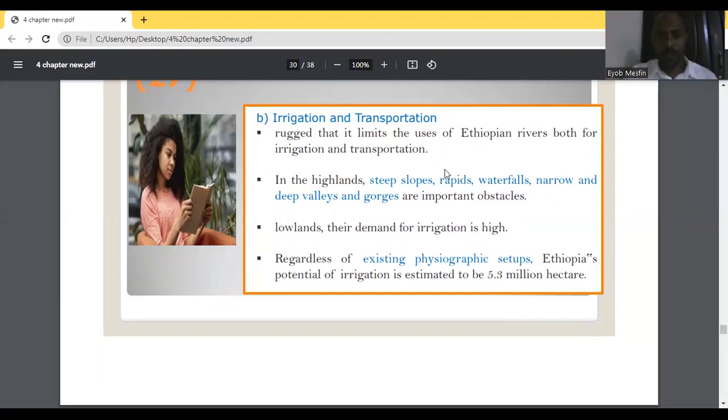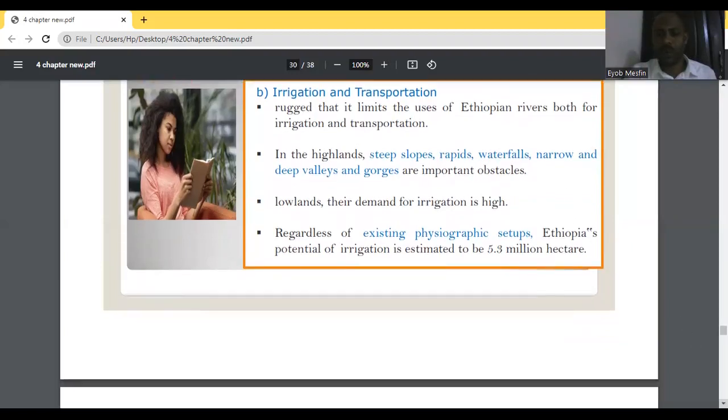In terms of transportation, deep gorges, the speed of the river, waterfalls, and the steep slopes of the landscape do not support using those rivers for transportation. In the highland there are steep slopes, rapids, waterfalls, narrow and deep valleys and gorges, which are the most important obstacles to transportation.